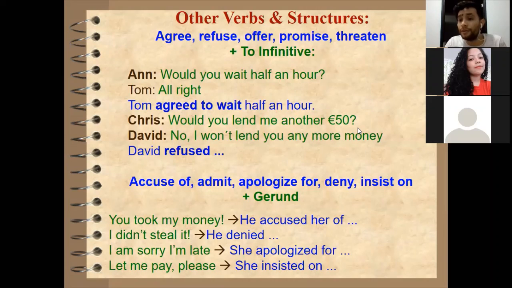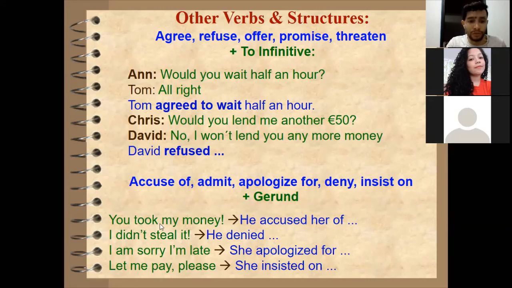Would you lend me another 50 euros? No, I won't lend you any more money. Refused. So David refused not to lend me any more money, right? Or not to lend him any more money. In the case of the gerunds, we have accuse of, admit, apologize, deny, and insist on. Estos son algunos de los verbos que estaban en la primera lista que les mostré, right? ¿Y cómo se usa la parte gerundio?